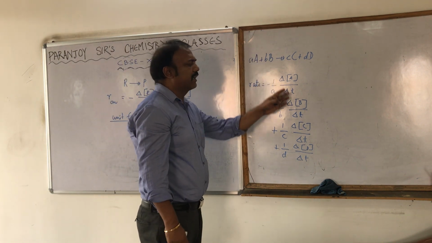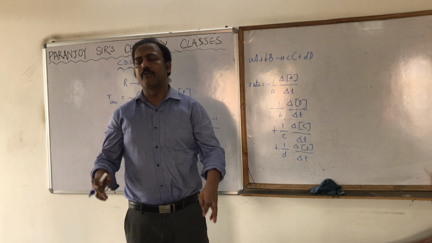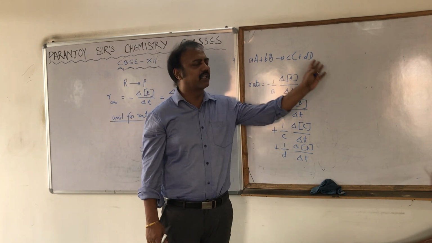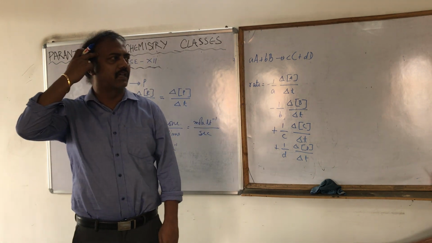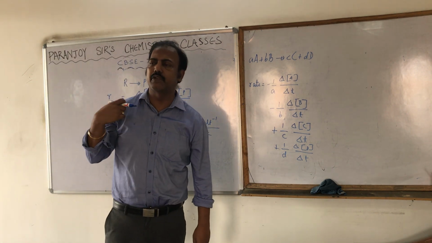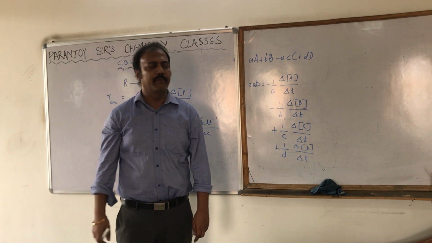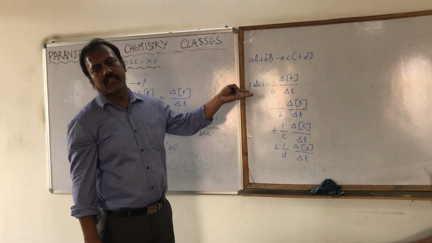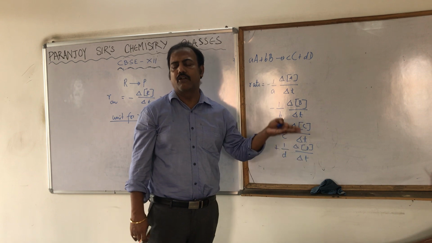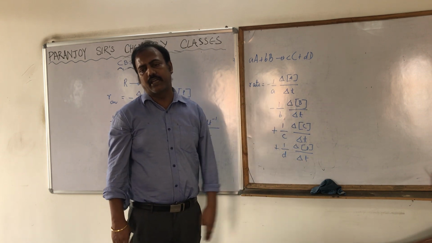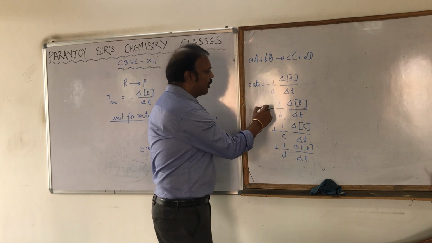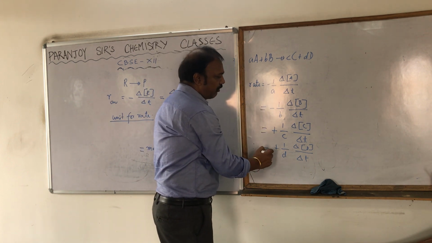Now all the rates, as I told yesterday, are like we are moving in a bus. There are so many passengers. Yesterday I told you, you are moving within my car. So if I ask what is my speed, what is your speed, the speed is the same. In the same way, whether we are calculating the speed with respect to A or B or C or D, the rate is the same. So these are all actually equal.